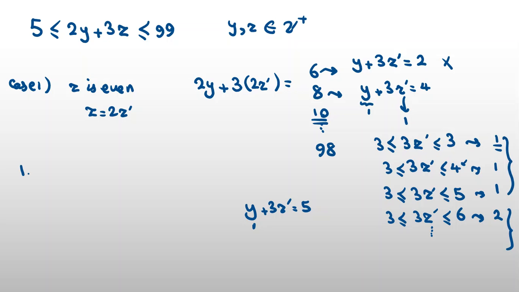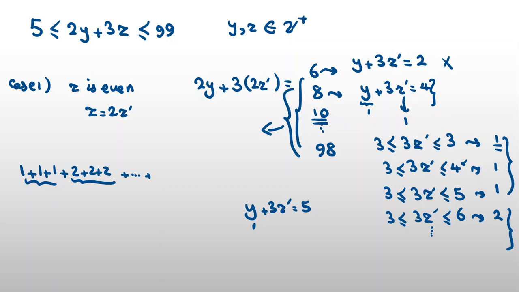Let's check. We have 1 answer, 1 answer, 1 answer. 2 answers, 2 answers, 2 answers. Similarly like this to the last one. How many numbers do we have here? Let's consider from 4, because 4 was the first case that we said. From here, from 8 to 98. If you want to see how many answers we have, 98 minus 8, 90 over 2, 45 plus 1, 46. We have 46 answers.